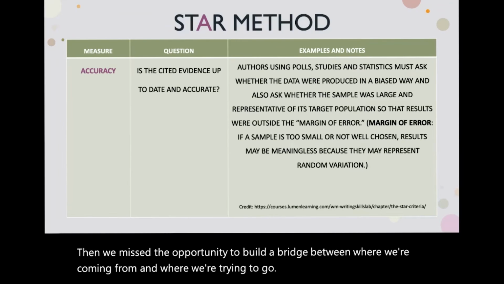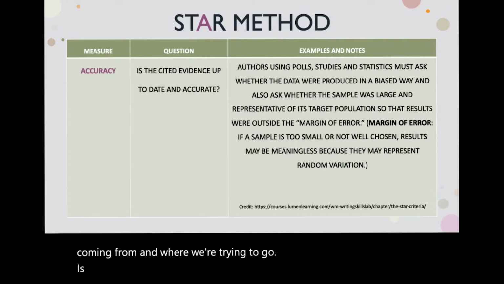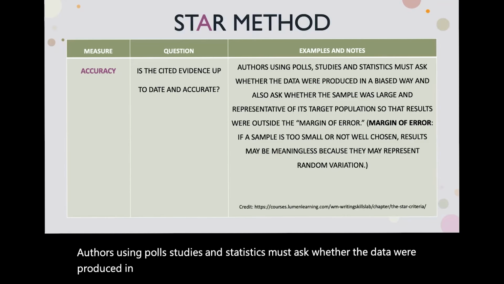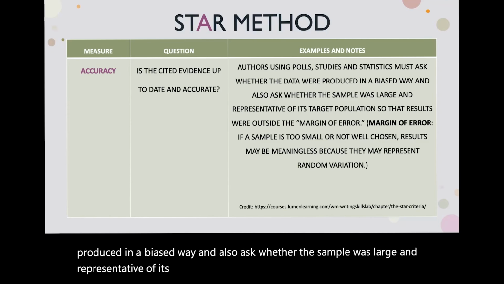Accuracy. Is the cited evidence up to date and accurate? Authors using polls, studies, and statistics must ask whether the data were produced in a biased way, and also ask whether the sample was large and representative of its target population, so that results were outside the margin of error. You know the margin of error.